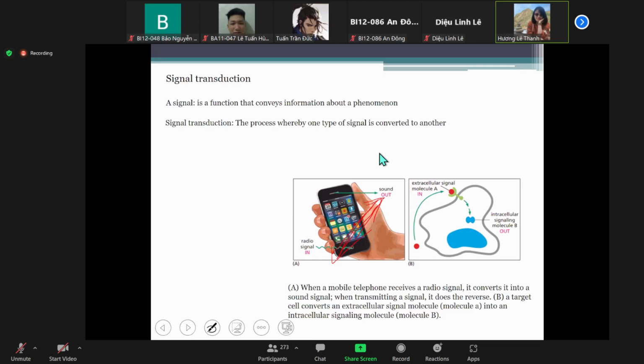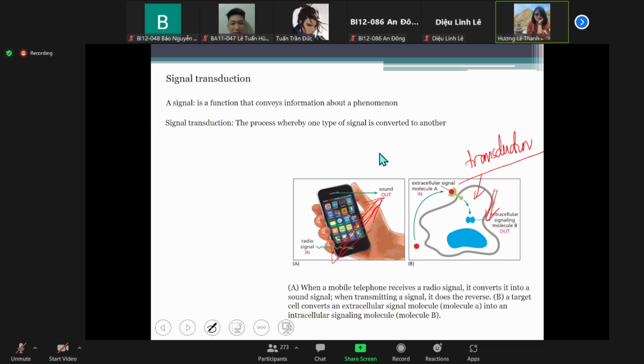It's the same as in cells. The target cell receives information from molecules, and we need a process here. We need the process of transduction to convert this information into information that the cell can read.